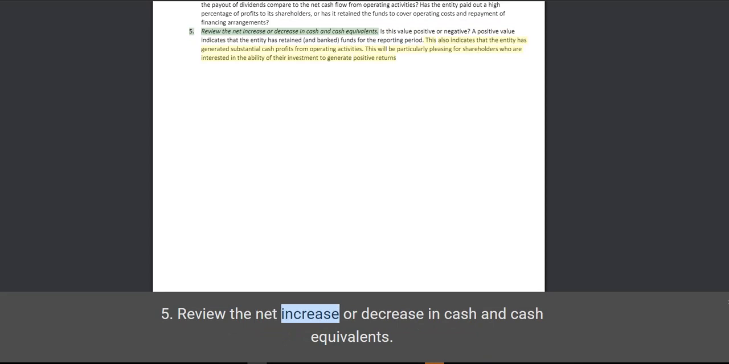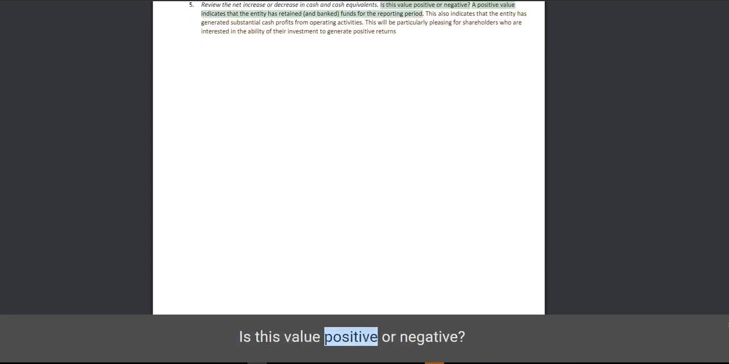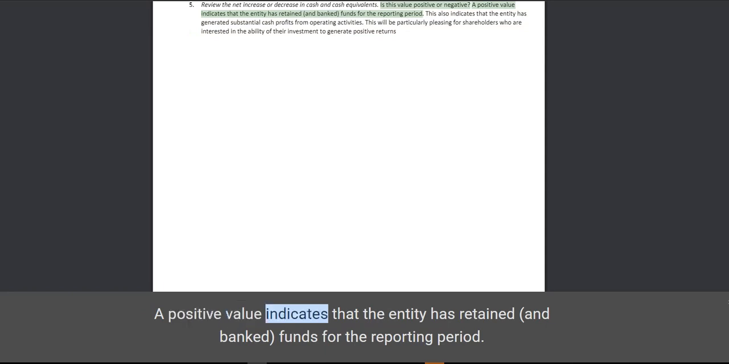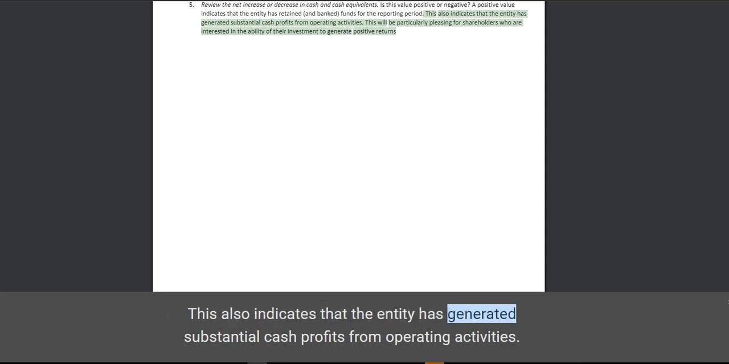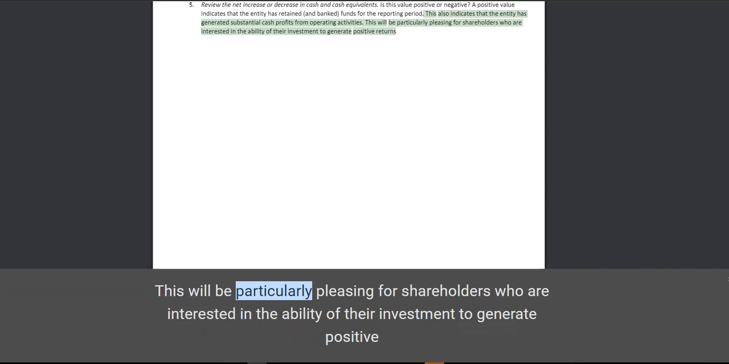5. Review the net increase or decrease in cash and cash equivalents. Is this value positive or negative? A positive value indicates that the entity has retained and banked funds for the reporting period. This also indicates that the entity has generated substantial cash profits from operating activities. This will be particularly pleasing for shareholders who are interested in the ability of their investment to generate positive returns.